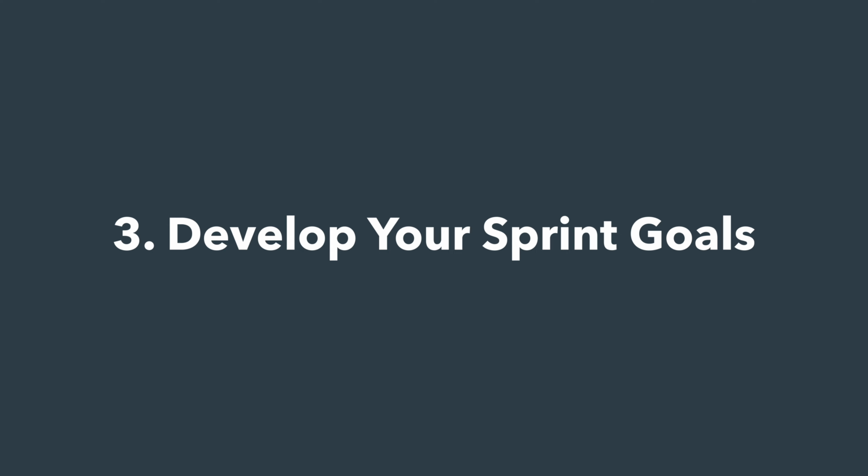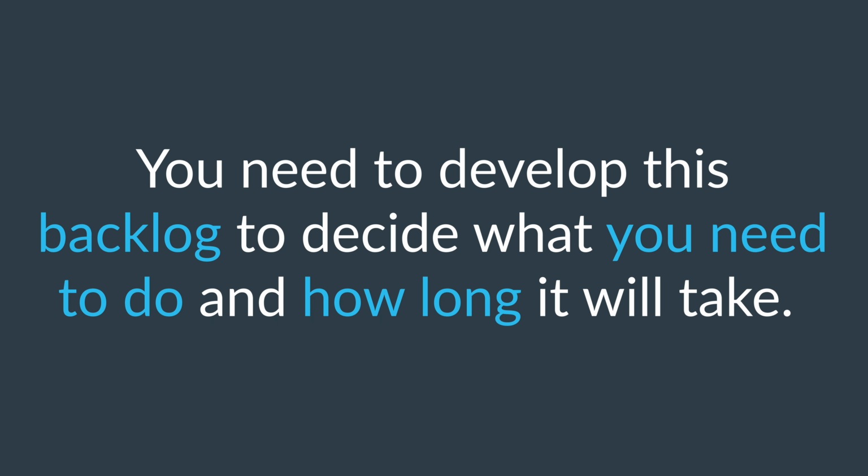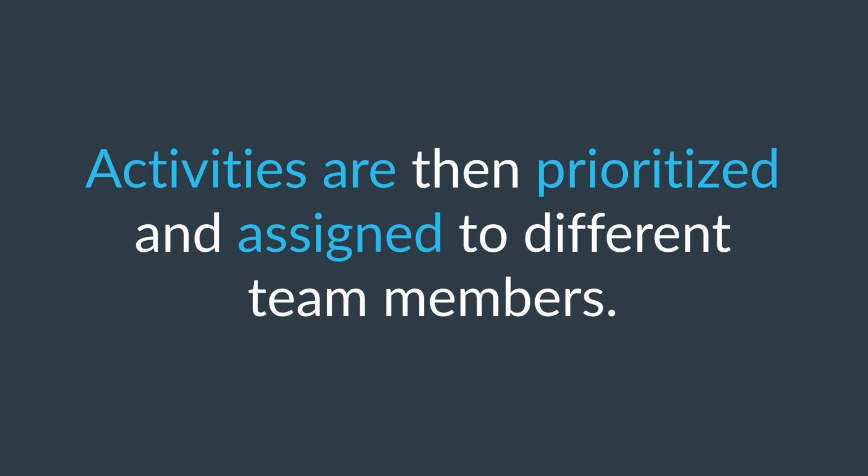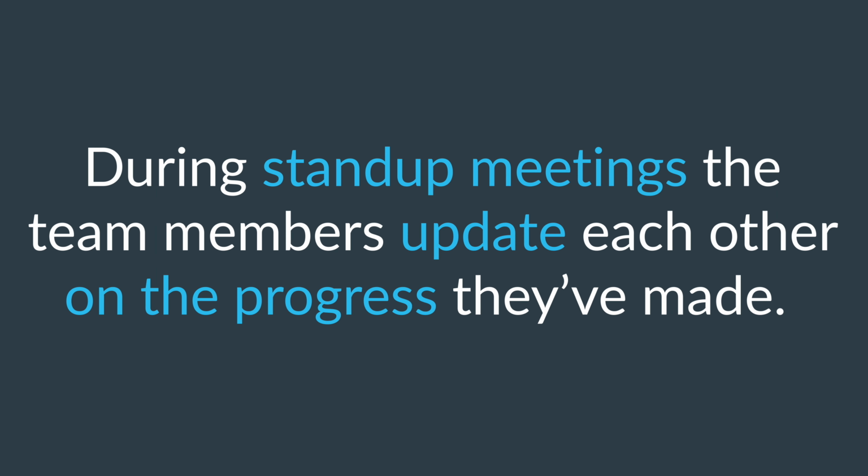3. Develop your sprint goals. In the Agile approach, goals are what needs to be delivered by the end of each sprint. These can be broken down into activities that create a backlog. You need to develop this backlog to decide what you need to do and how long it will take. The entire team needs to contribute to this process. Activities are then prioritized and assigned to different team members. During stand-up meetings, the team members update each other on the progress they've made.